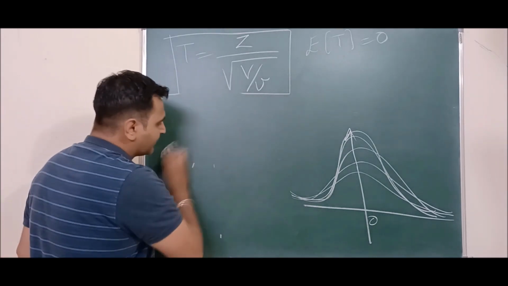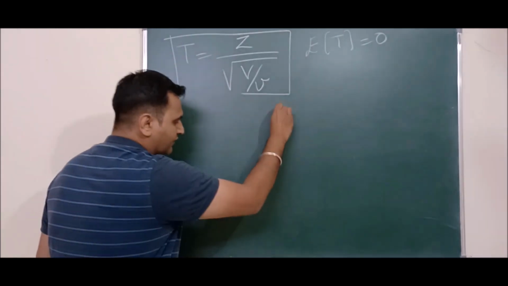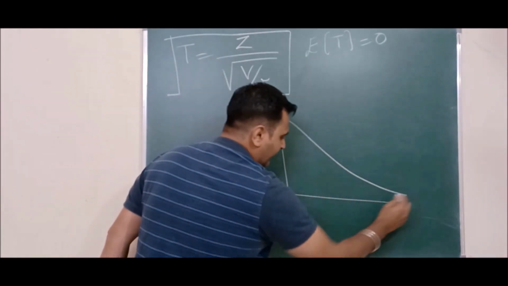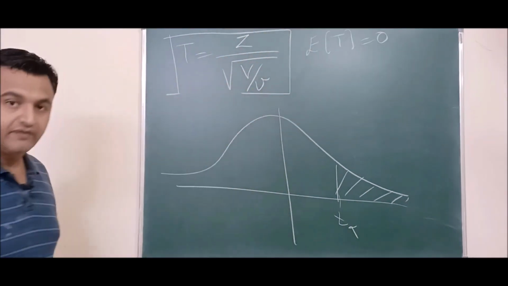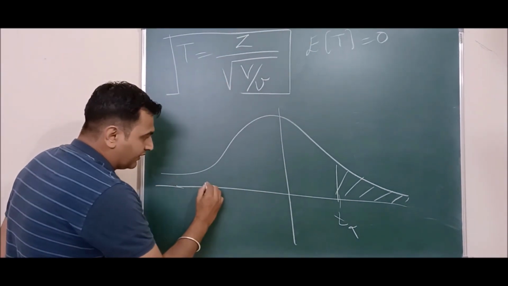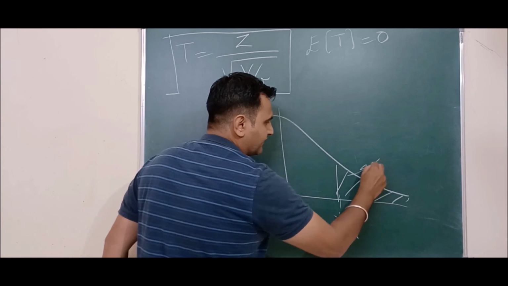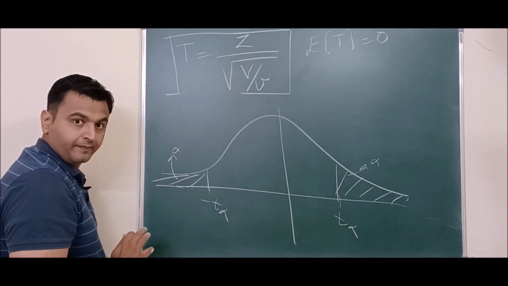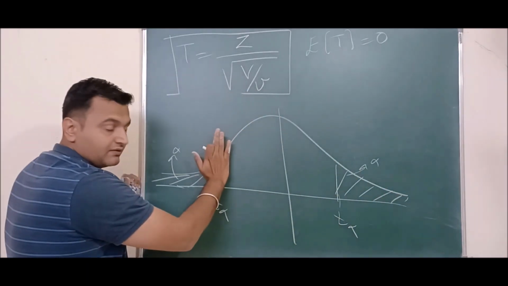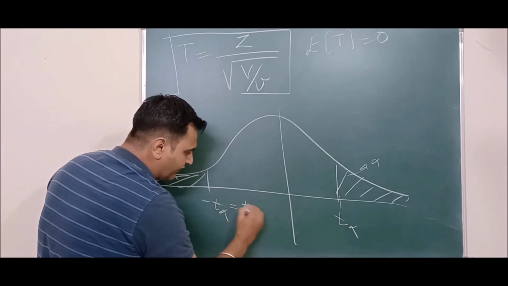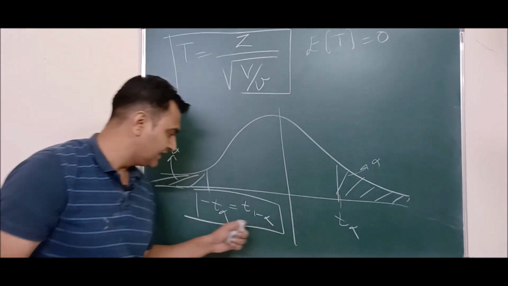And another nice property that one should know about the t distribution is, because of this symmetry, if suppose this is the graph of t, and this is t alpha, what is t alpha? It is the t value such that the area towards the right is alpha. Now, because of symmetry, if I take this as minus t alpha, that means this area is also alpha. Because if this area is alpha, this area is also alpha because of symmetry. Okay, but what is this? If this is alpha, this remaining area is how much? 1 minus alpha. So this is also equal to t of 1 minus alpha. So this is one nice relation, that t of 1 minus alpha is minus of t alpha.